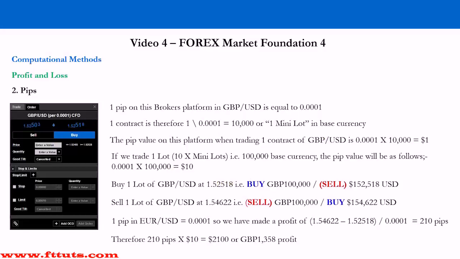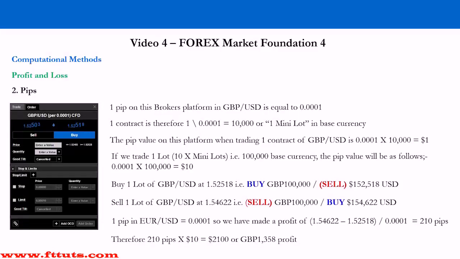Now, what happens if we do a trade where we buy 1 lot at 1 spot 52518? So we're buying £100,000 and selling 152,518 US dollars. And then we trade out of this position. So we sell 1 lot of cable, sterling US dollar, at 1 spot 54622. So we sell £100,000 and buy at the new rate 154,622 US dollars. Well, 1 pip in euro dollar on the platform is spot 0001.